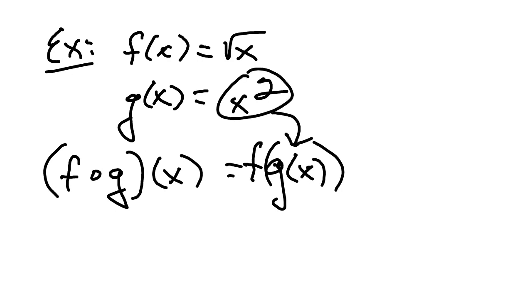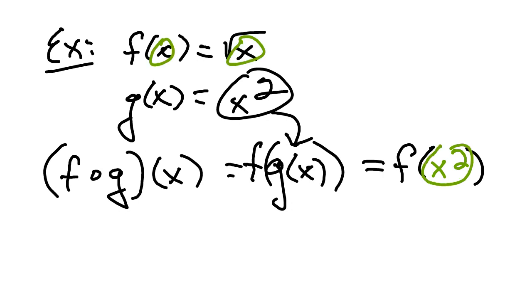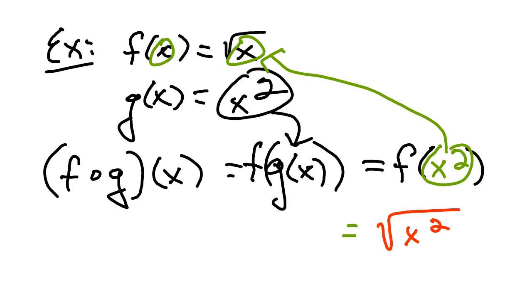So this is f evaluated at, and I'll use green for g, f evaluated at x squared. Well, everywhere there's an x, I'm going to plug in what? x squared now. Okay, so this becomes the square root of x squared. Well, what is the square root of x squared?